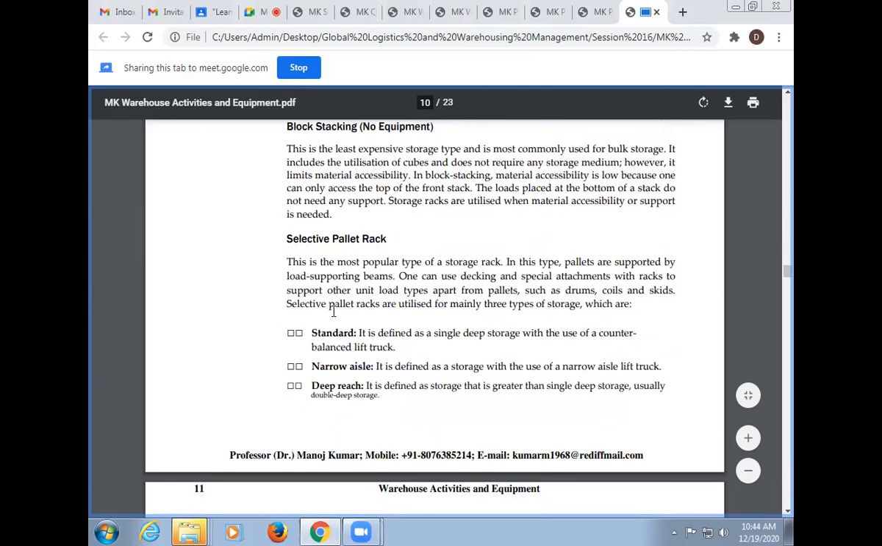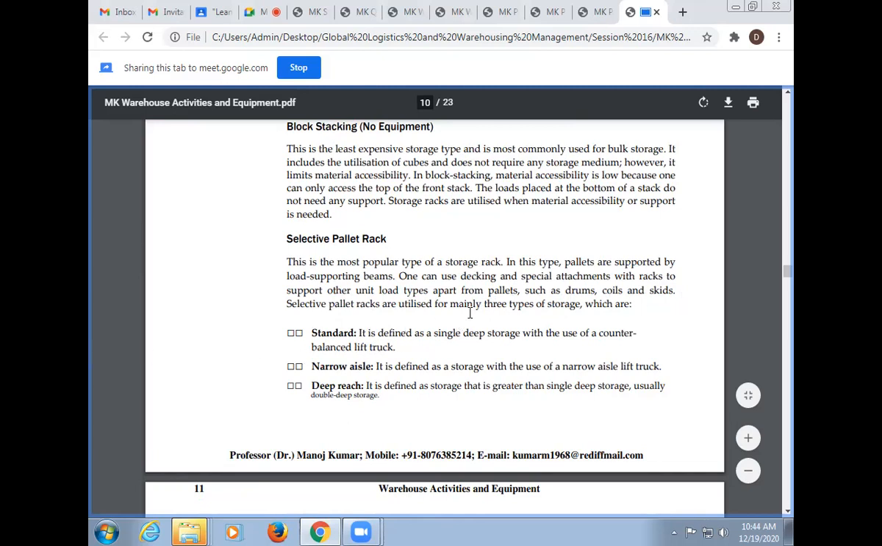Selective pallet rack. This is the most popular type of storage rack. In this type, pallets are supported by load supporting beams. One can use decking and special attachments with the rack to support other unit load types apart from pallets, such as drums, coils, and skids.